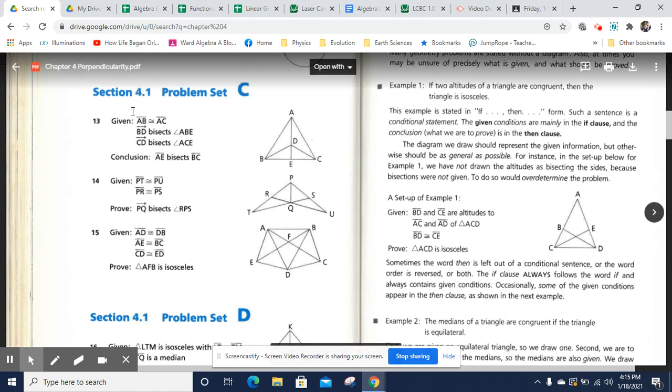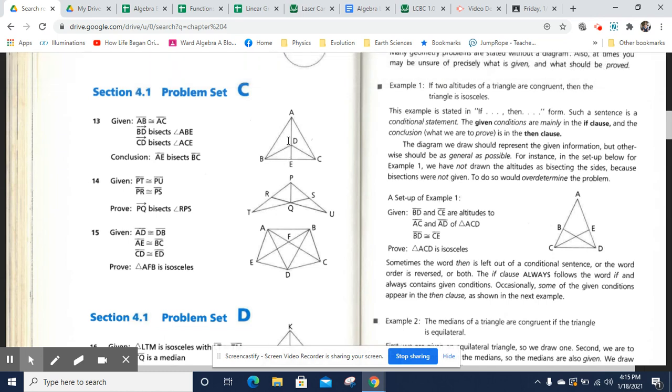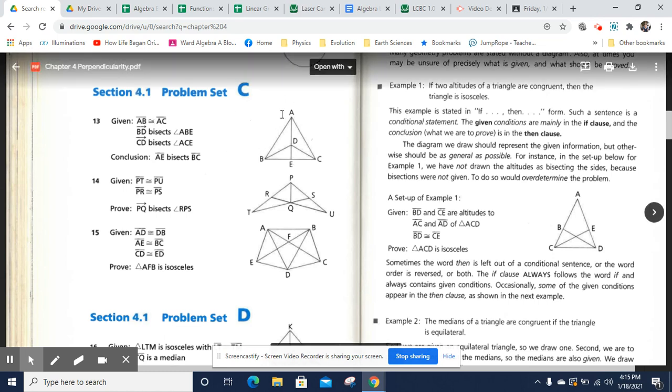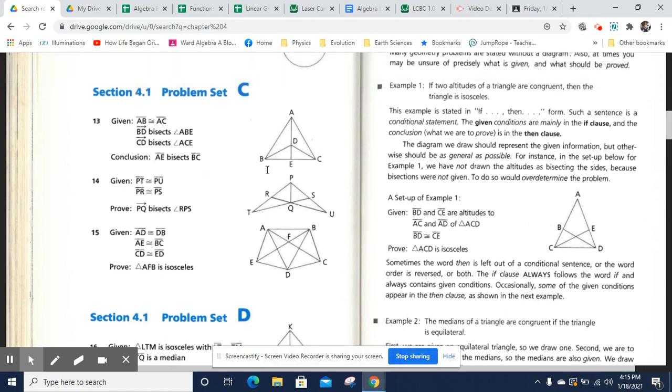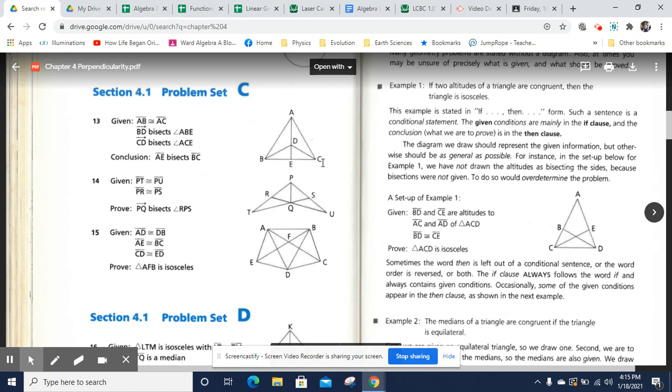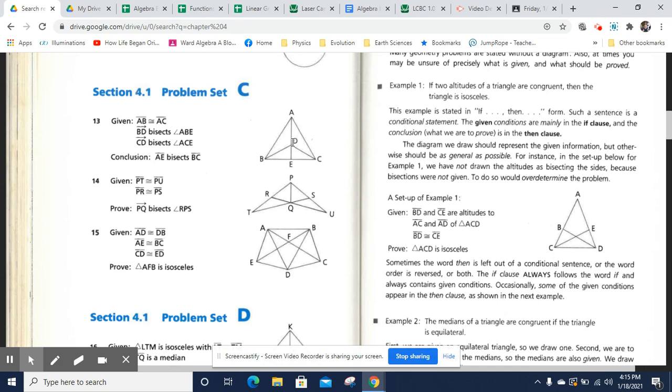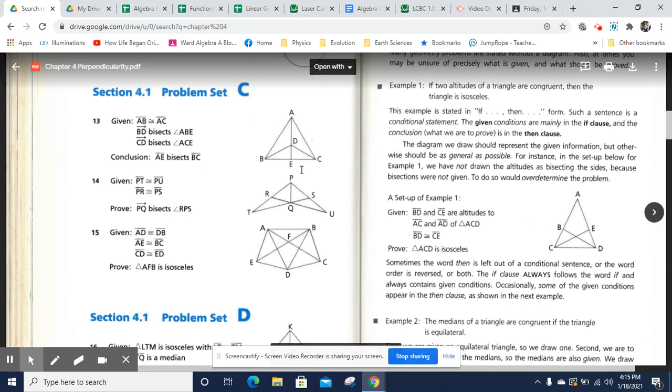So with number 13, we are asked to prove that AE bisects BC. Now, to prove that, it would be useful to prove that ABE and ACE are congruent, or that DBE and DCE are congruent. All right. We know that AB is congruent to AC, which tells us this overall triangle is isosceles by definition of an isosceles triangle. We know BD bisects ABE and CD bisects ACE.